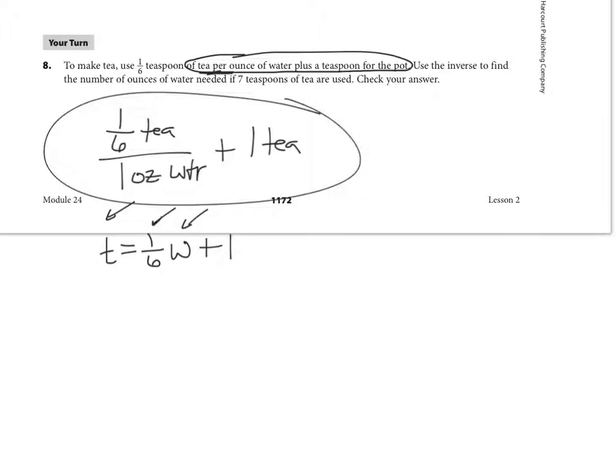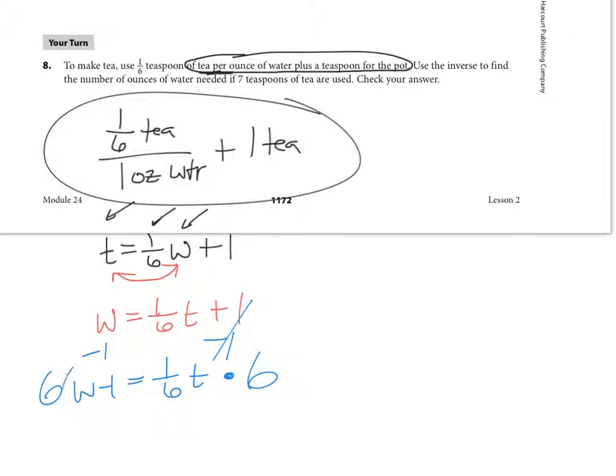Now, to get our inverse, we're going to switch T and W. So now this becomes W equals 1/6 T plus 1. Now I'm going to solve for T. So I'm going to subtract 1. Then I have W minus 1 equals 1/6 times T. To get rid of the 1/6, we multiply by the reciprocal, which is 6. I have to use parentheses here because I'm multiplying 6 times this whole quantity. So I get 6(W minus 1) equals T.